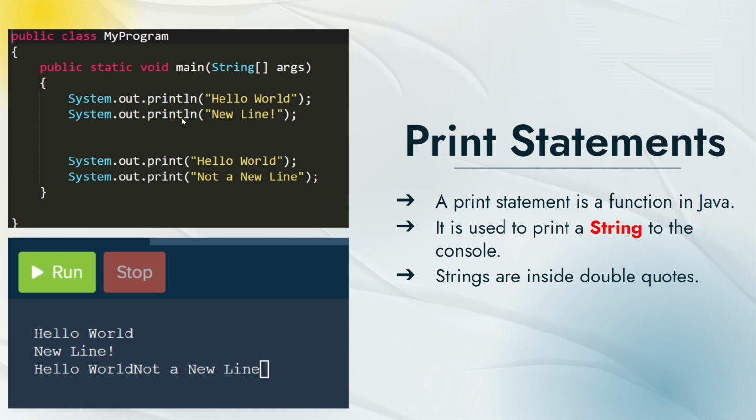However, if you don't have the ln keyword and just say System.out.print hello world, and then System.out.print not a new line, all of that is on the same line. As you can see, there's no space between world and not, because there's no space here and no space here. So it prints the entire thing in one line. It prints this, and then it prints this, because the ln keyword is not present in this case. So there are two ways: you can print on a new line or on the same line, depending on how you write the syntax.